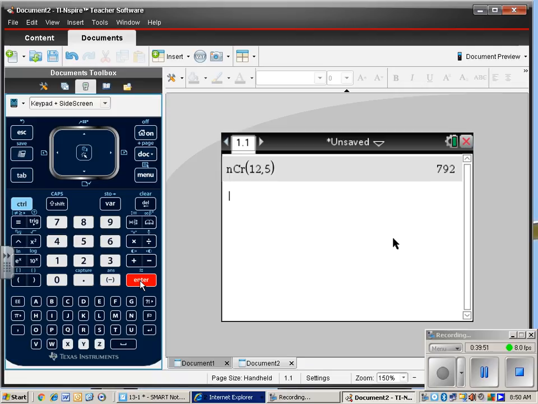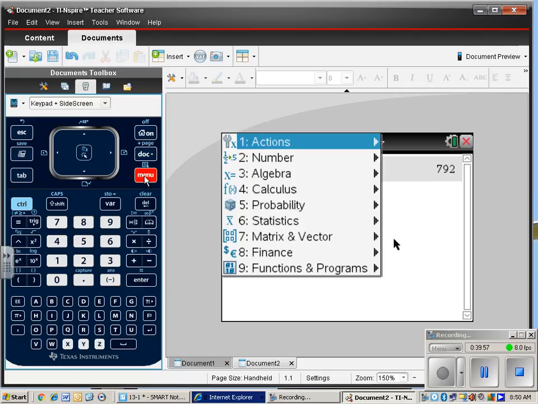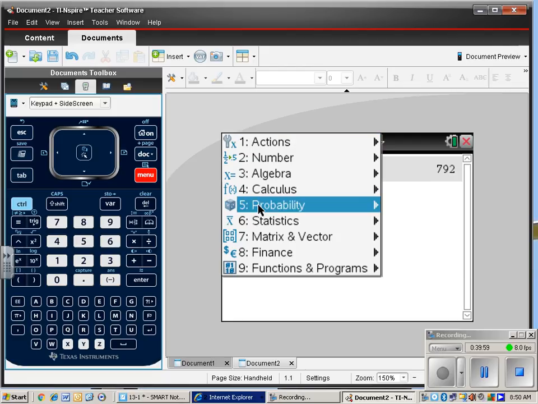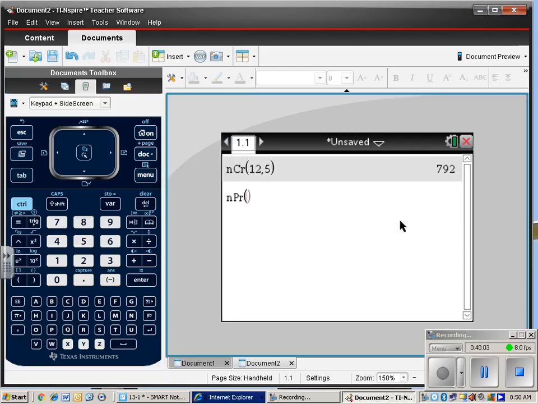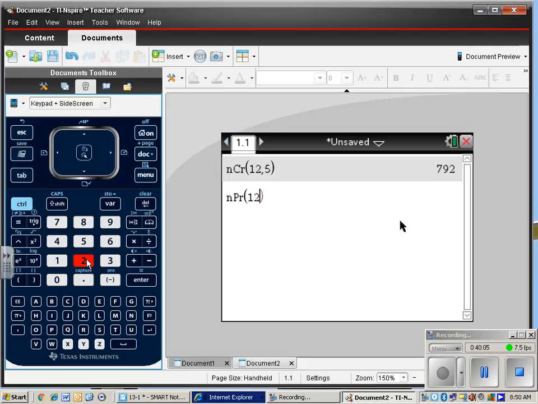Now, if I wanted to do the permutations of 12 elements, 5 at a time, then I go back to menu, go to probability, go permutations this time, 12, comma, 5. Oops, I accidentally hit the comma twice. Okay? So do those numbers make sense?